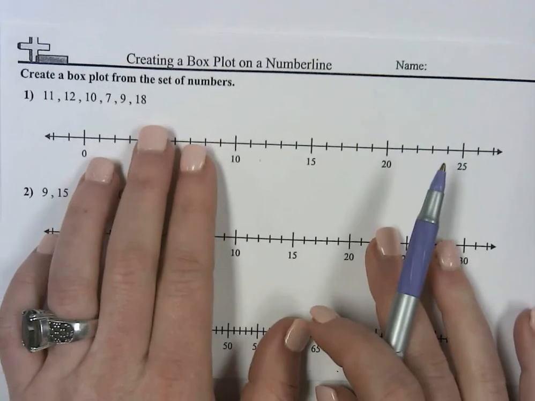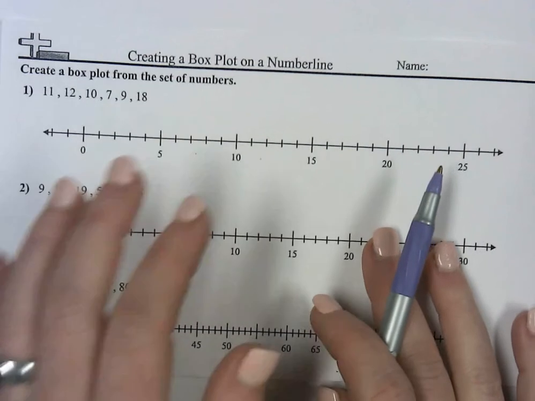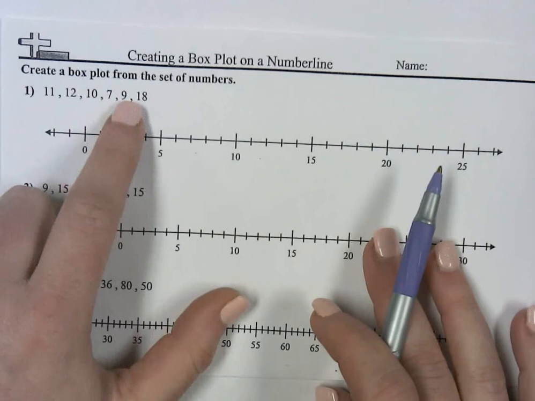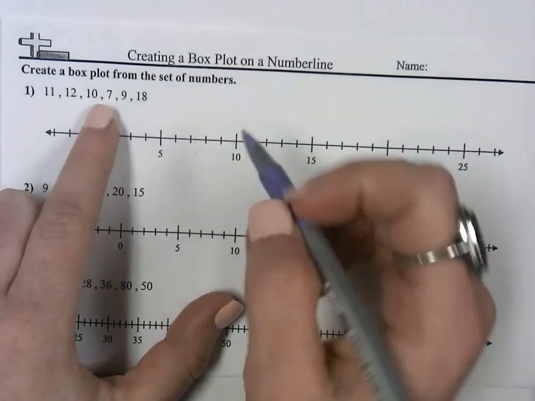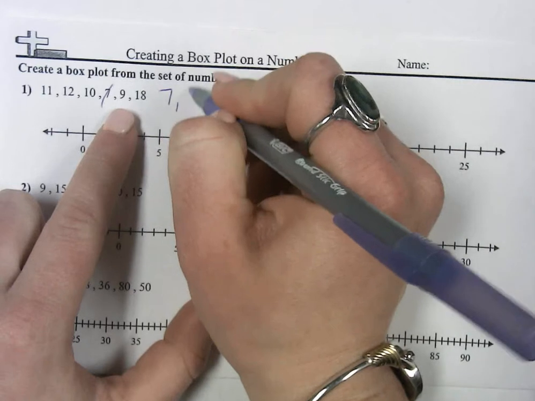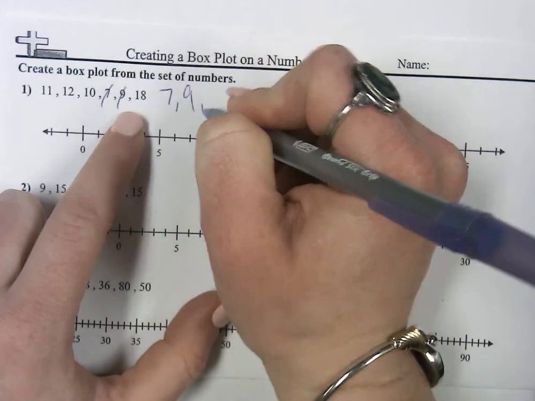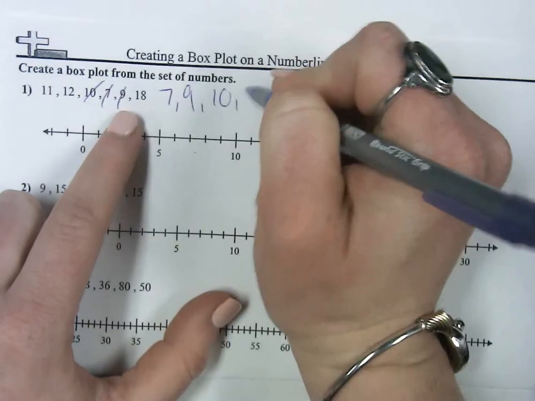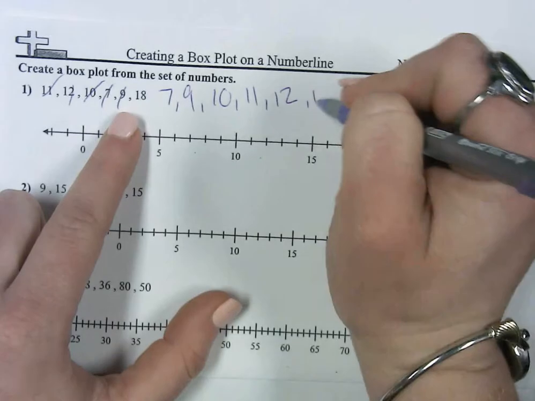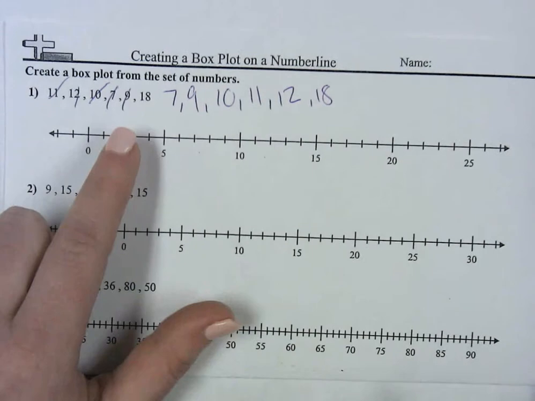If you look at your note page that we just wrote out and looked at, I said always put your numbers in order first. So let's do that. We had a 7, 9, 10, 11, 12, and an 18. All right, numbers are in order.